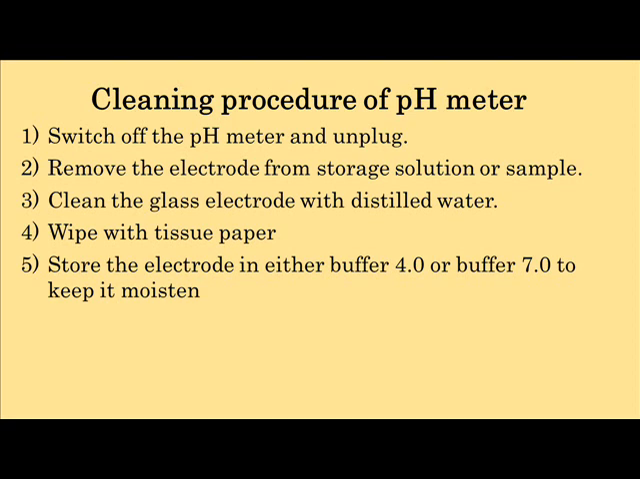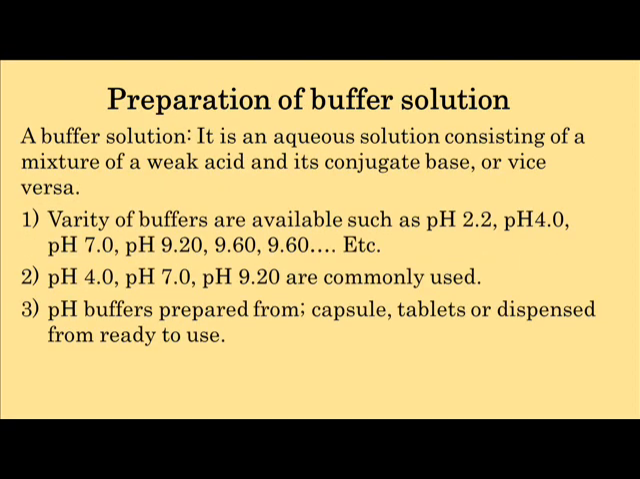First, switch off the pH meter and unplug it to avoid electric shock hazard. Then carefully remove the electrode from the storage solution or sample. Clean the glass electrode with distilled water 4 to 5 times and finally wipe it with tissue paper. Store the electrode in either buffer 4.0 or buffer 7.0 to keep it moistened. For preparation of buffer, refer to the next slide.